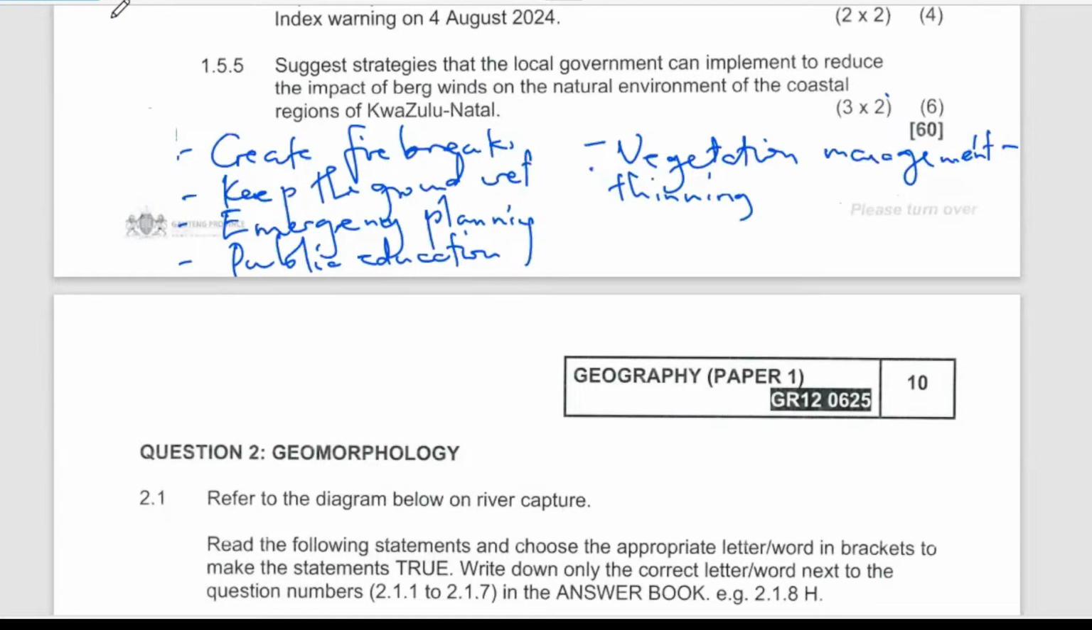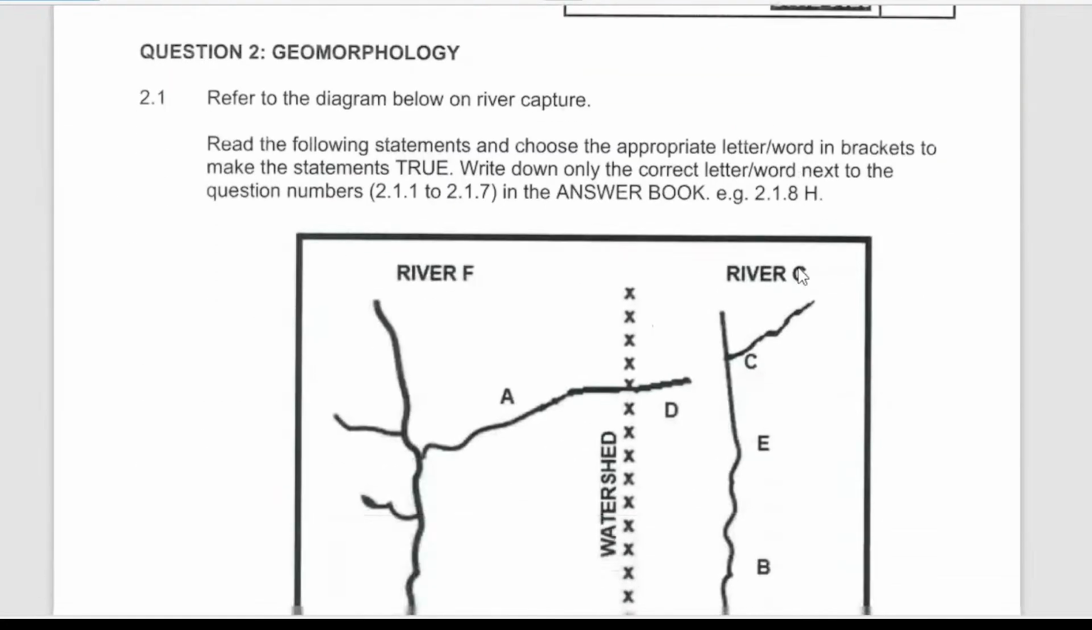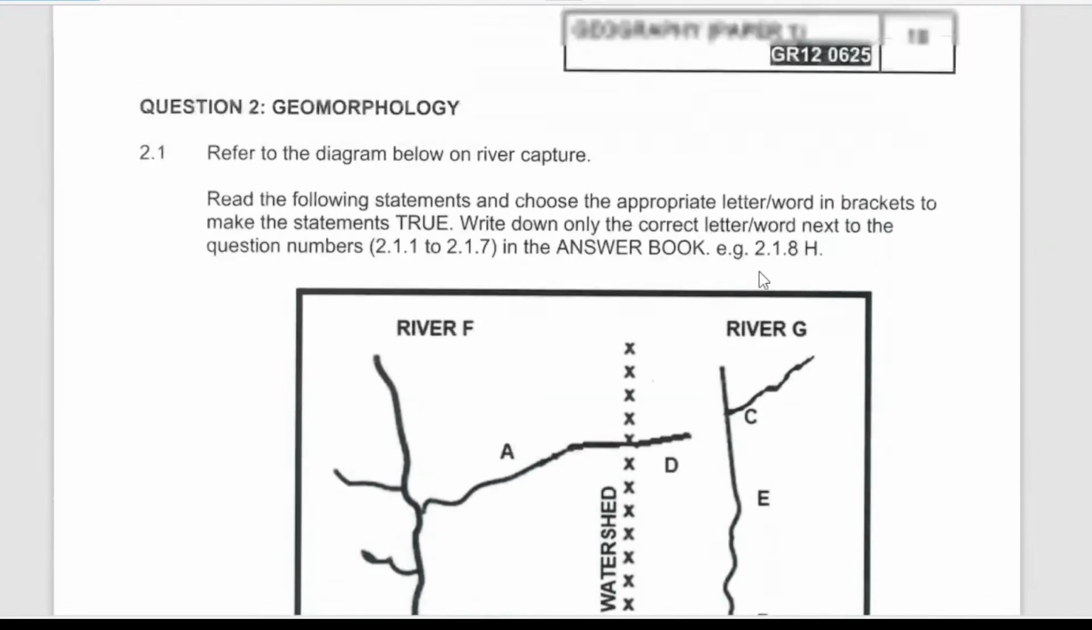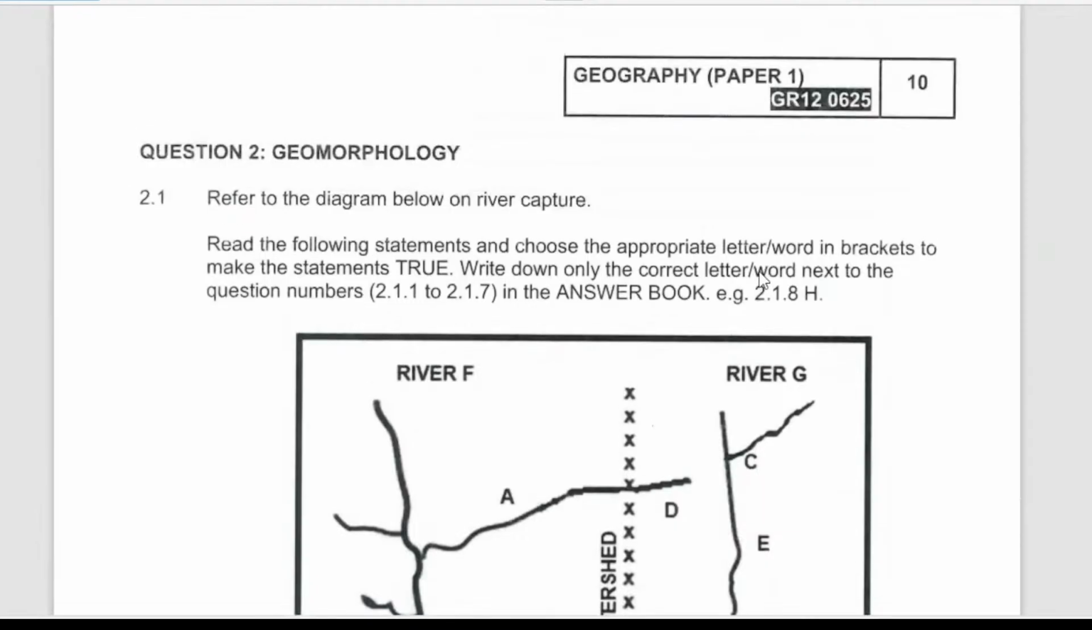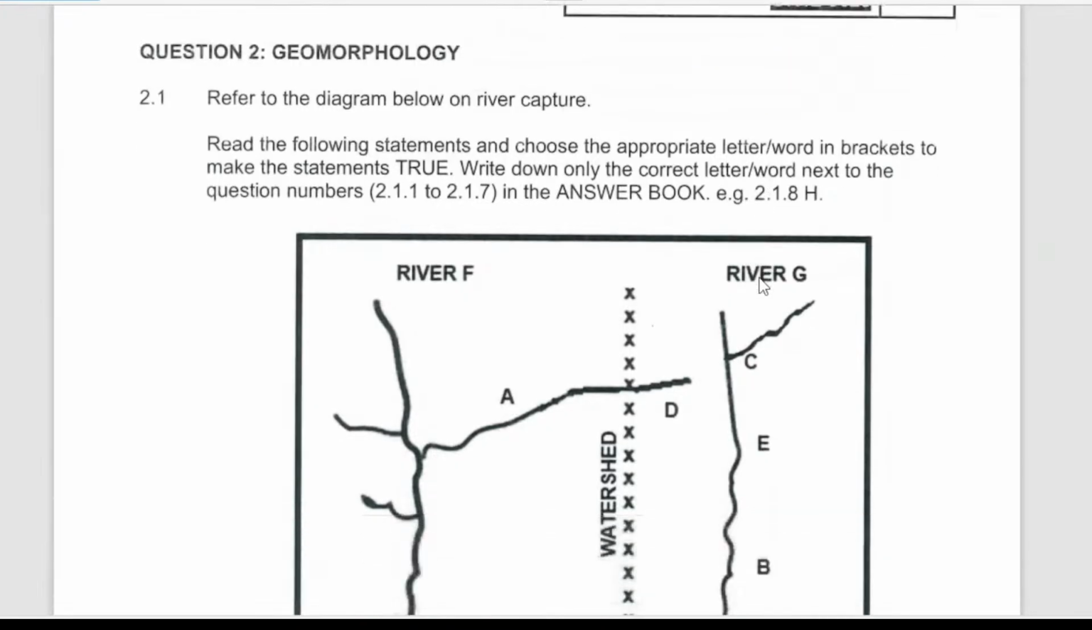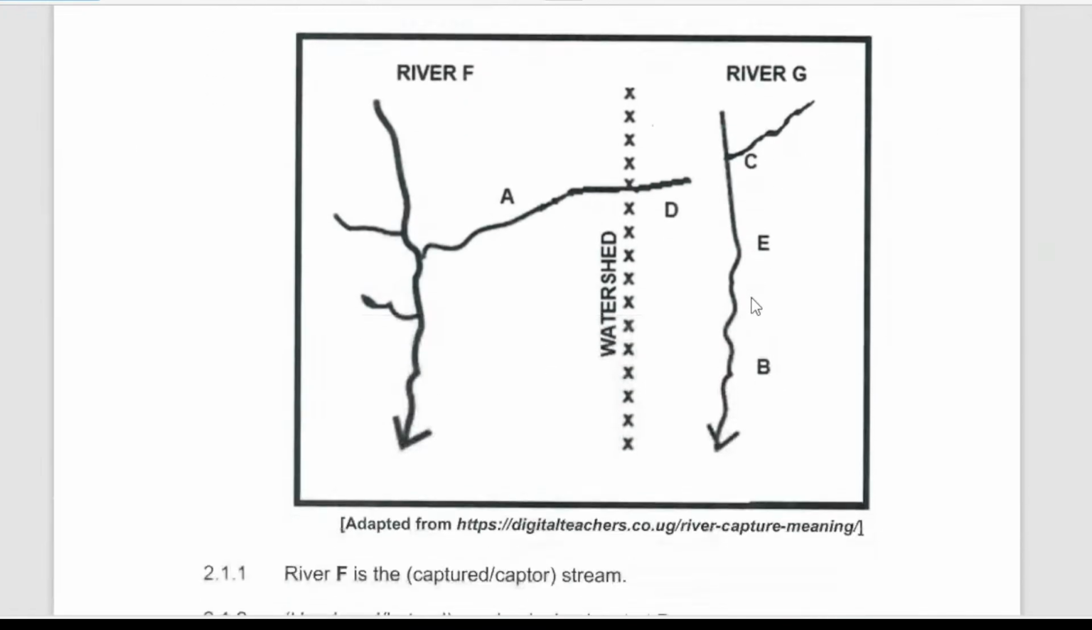Right, we need to move on to the next question. That takes us to the end of our climate and weather question. We move on to our geomorphology question. Right, our geomorphology question, basically, we understand we are looking at fluvial geomorphology, we are looking at rivers. Right, we have this illustration, which is showing a situation of stream piracy. Right, I'll try to explain before we answer the questions. I'll try just to give a highlight of the situation which is happening here.